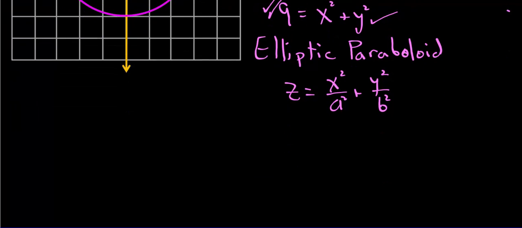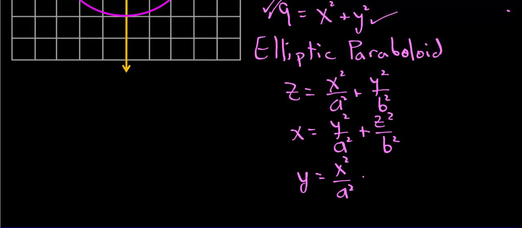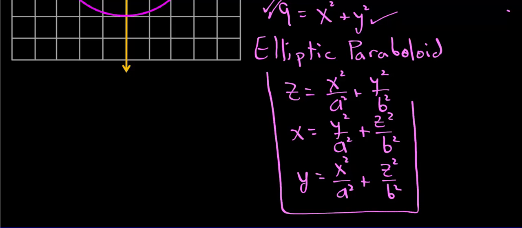Now it could also be this way. It could be x equals y squared over a squared plus z squared over b squared. It could also be y equals x squared over a squared plus z squared over b squared. But these are all, this form right here, what we call an elliptic paraboloid.